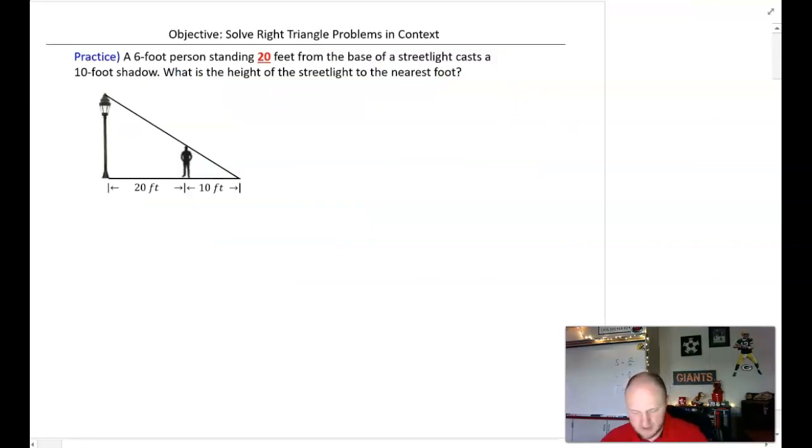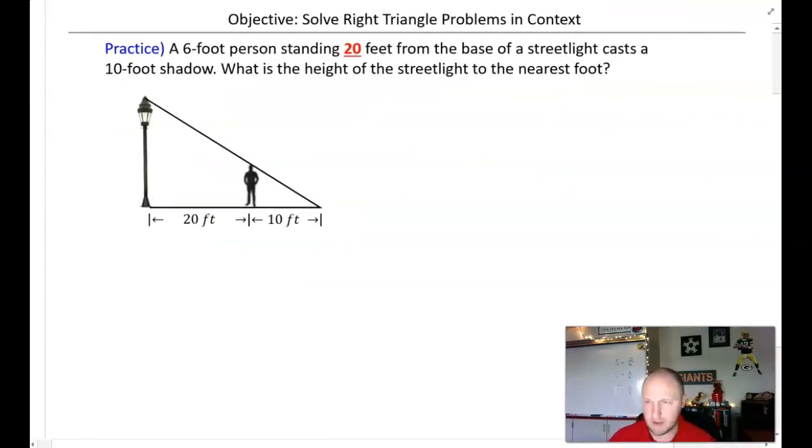All right, here is the last problem. It's a practice problem. Go ahead and give this one a go. All right, hopefully you paused it. In this example, they tell you a person's 6 feet tall. So here's 6, standing 20 feet from the base of a street light, casts a 10-foot shadow. What is the height of the street light? They want this.